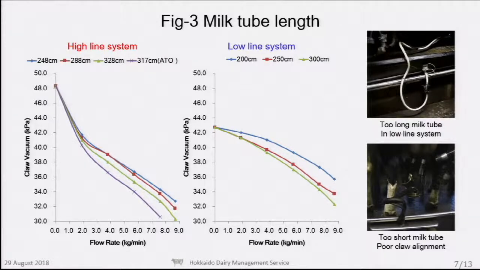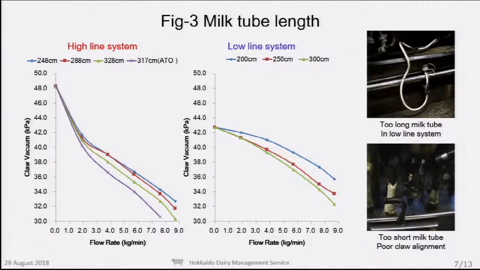This slide shows the factor of milk tube length on high and low line systems. On the high line system, milk tube lengths are 248, 288, 328, and 317 centimeters with ATO. The longer milk tube makes low flow vacuum more over with ATO. On the low line system, tube lengths are 200, 250, 300 centimeters. The longer milk tube makes low flow vacuum similar.